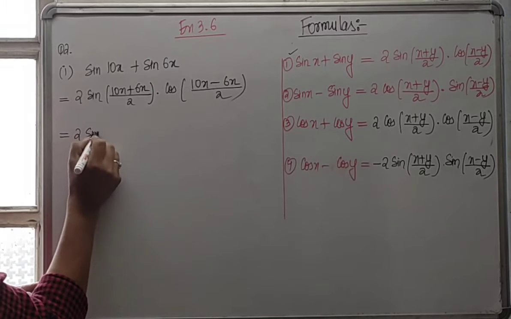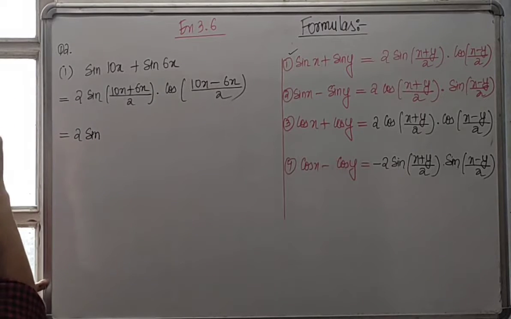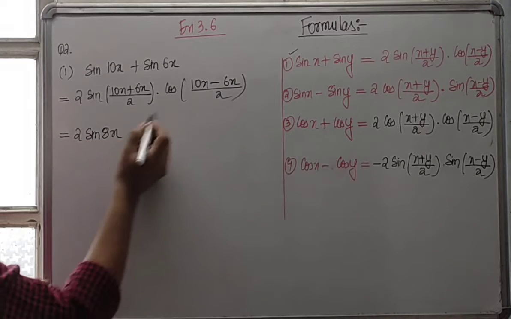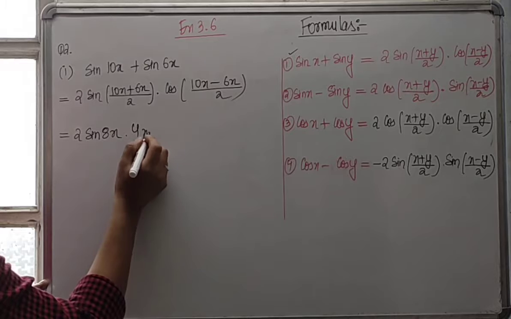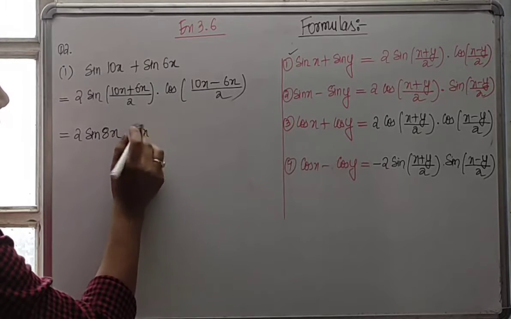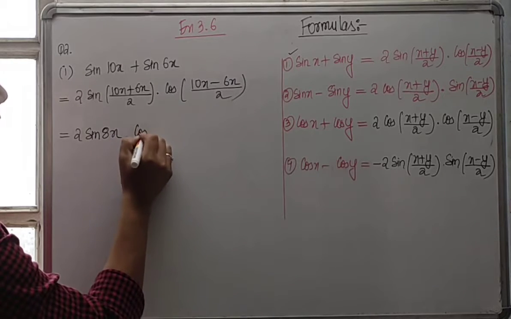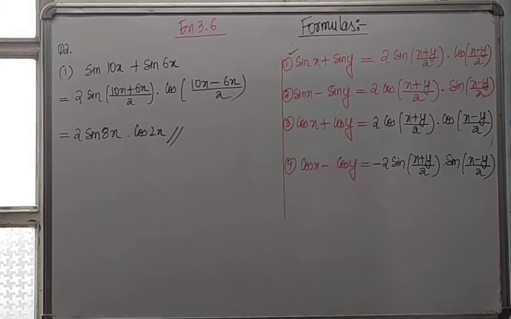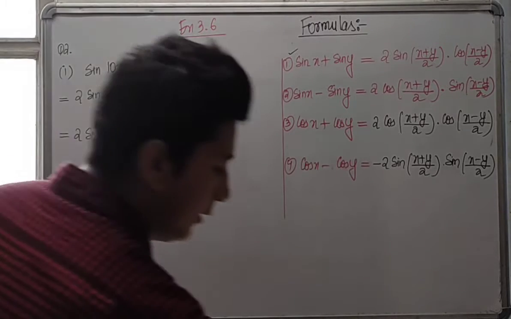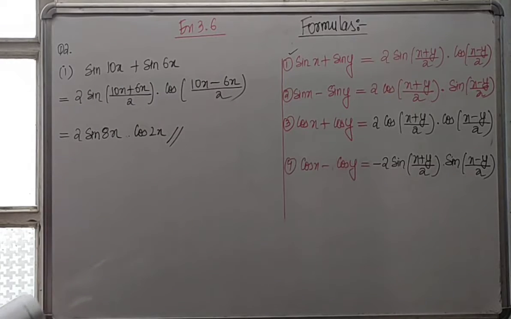Twice sine, 10 plus 6 is 16, 16 by 2 is 8x. 10 minus 6 is 4, 4 by 2 is 2x. So therefore this is 2 sine 8x cos 2x, which is our answer. I hope you're clear with this, 2 part 1. Let's move ahead. I'm going to do the next one, you try the other two.